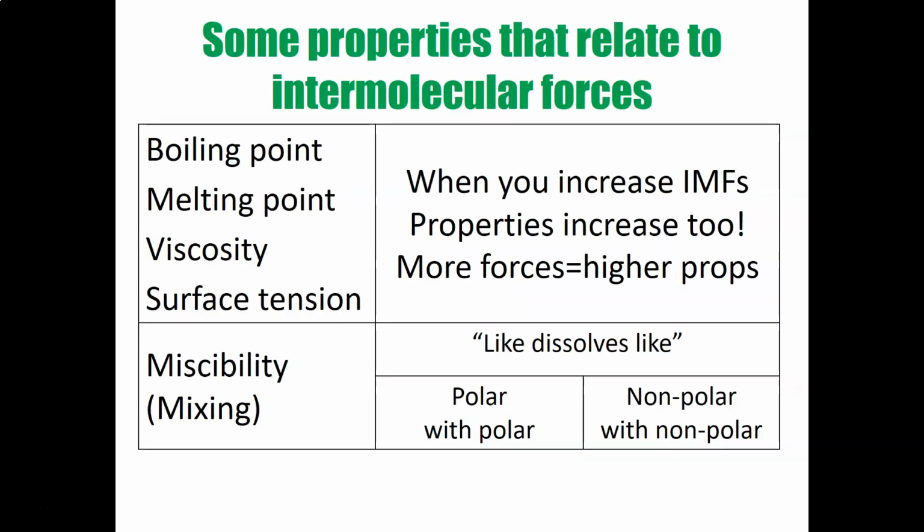So here are some properties that you can look at. Boiling point, melting point. Viscosity is how thick something is. If it's very viscous, it's very thick, like syrup is viscous. Surface tension. When you have more IMFs present, all your forces are higher, so you're going to get higher properties, higher boiling points, higher melting points. It's going to get more viscous, higher surface tension.